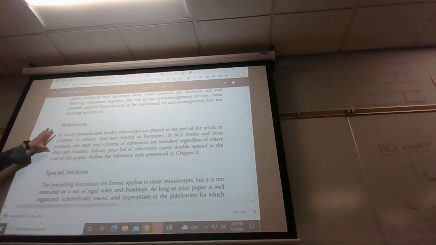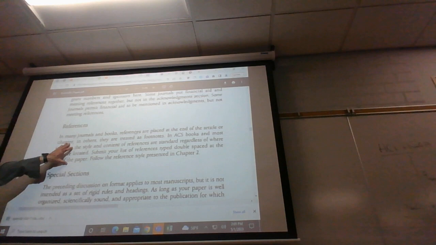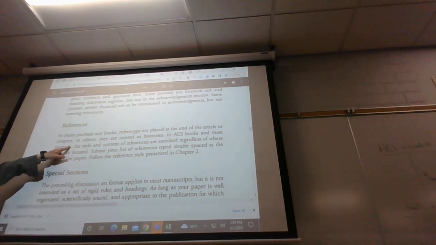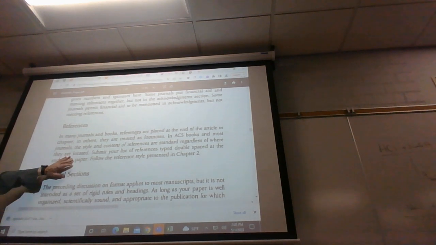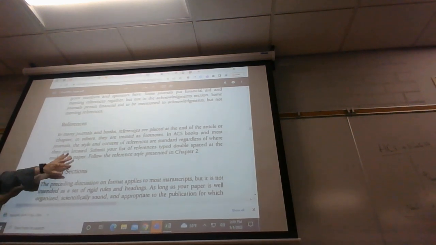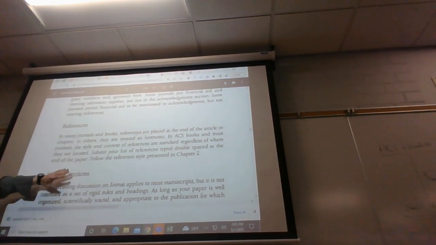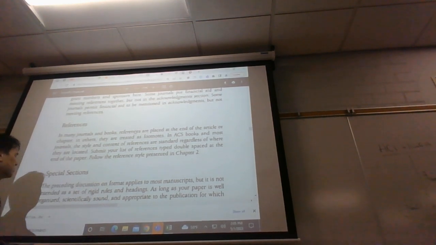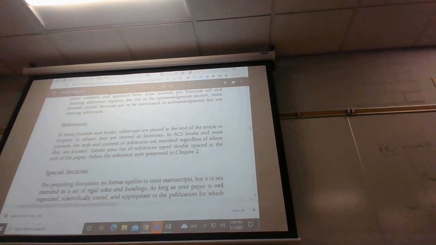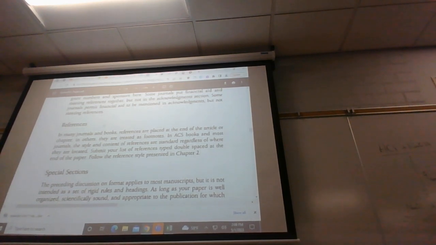And then we have references. The style for the references, they could be treated as endnotes or footnotes, either way. But the style depends on the journal. You could just use whatever style. I don't really care. There is a chapter on references in this as well, so you could use that format too. And then there could be special sections.